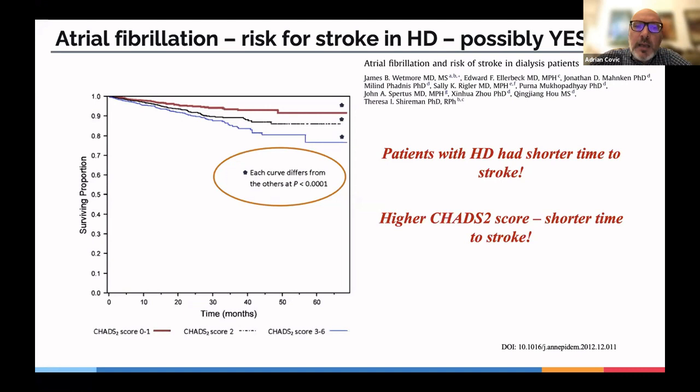Now, the £1 million question is whether the risk for stroke is increased in these patients, similar to the general population. The first answer would be yes. First of all, we see a shorter time to stroke in hemodialysis patients with atrial fibrillation. And if we stratify the patients by the CHA2DS2 score, the higher the CHA2DS2 score, the shorter the time to stroke.